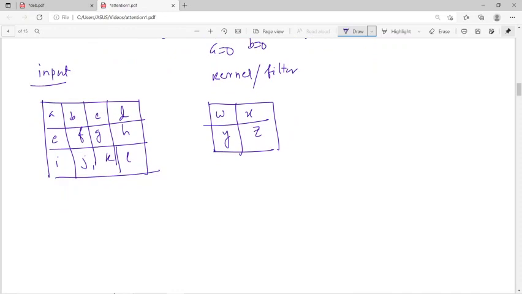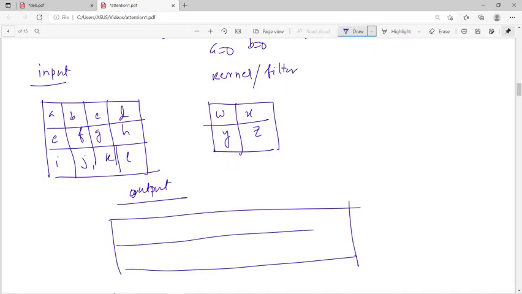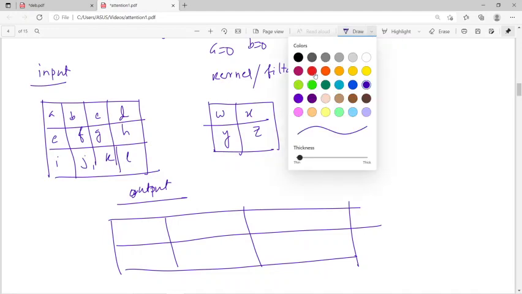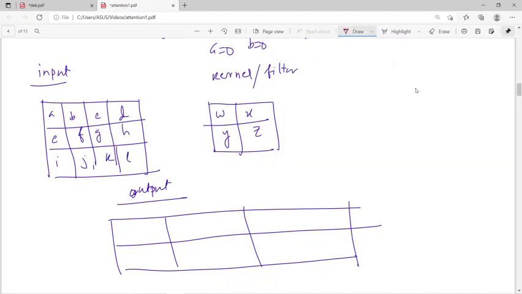Now if we want to find the corresponding output, first we have to multiply the kernel with a particular input box. That means the output is nothing but AW plus BX plus CY plus FZ.